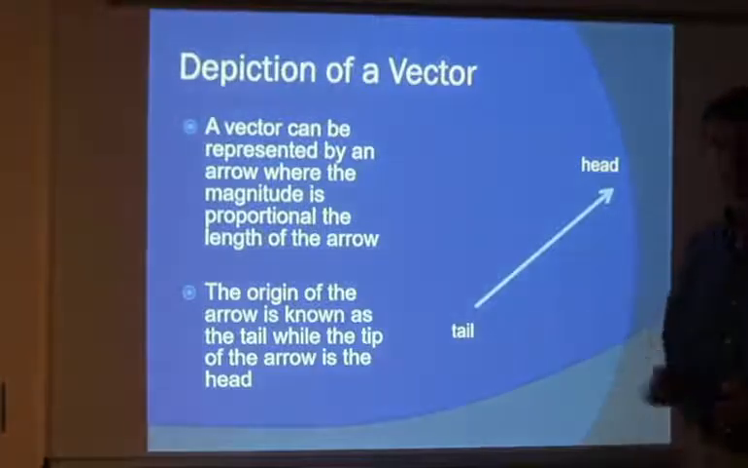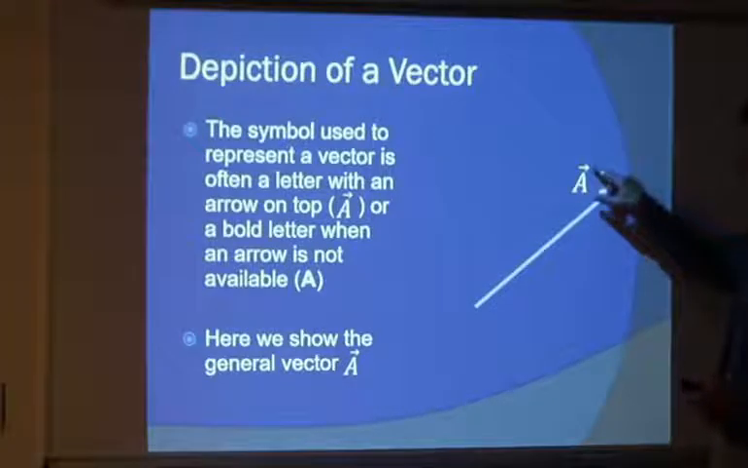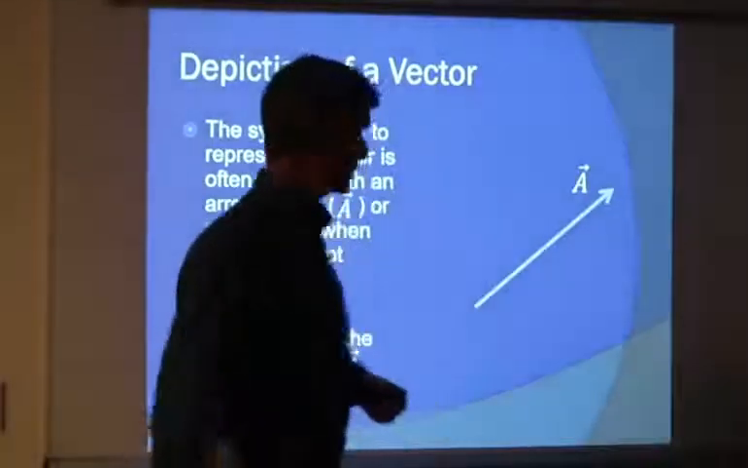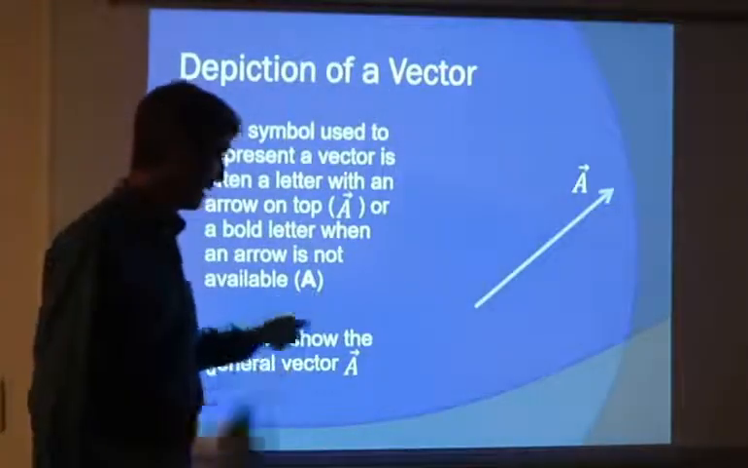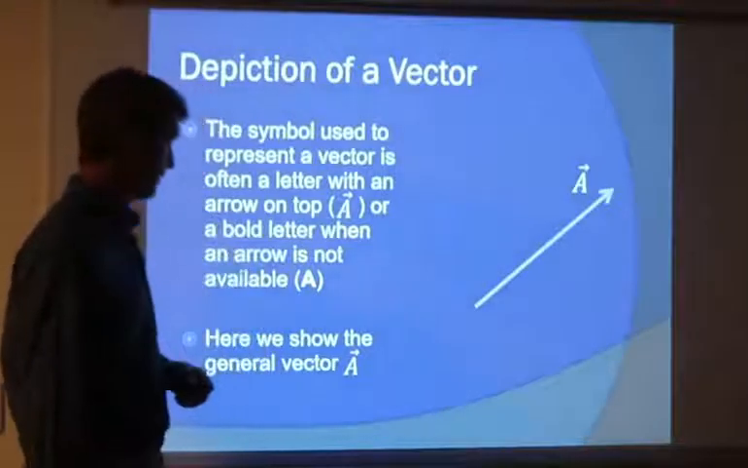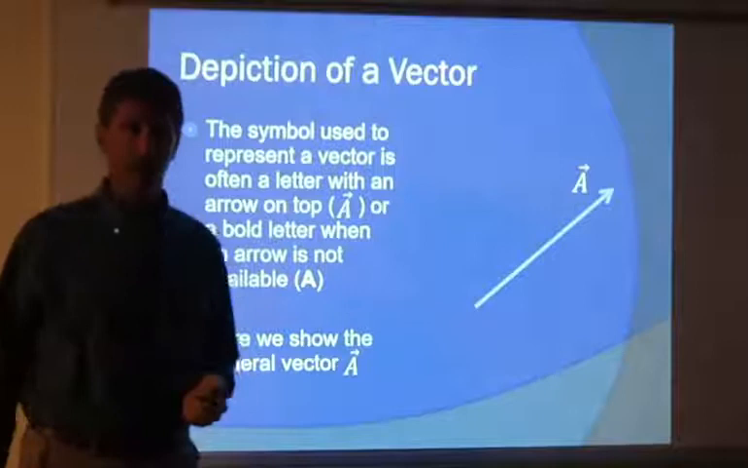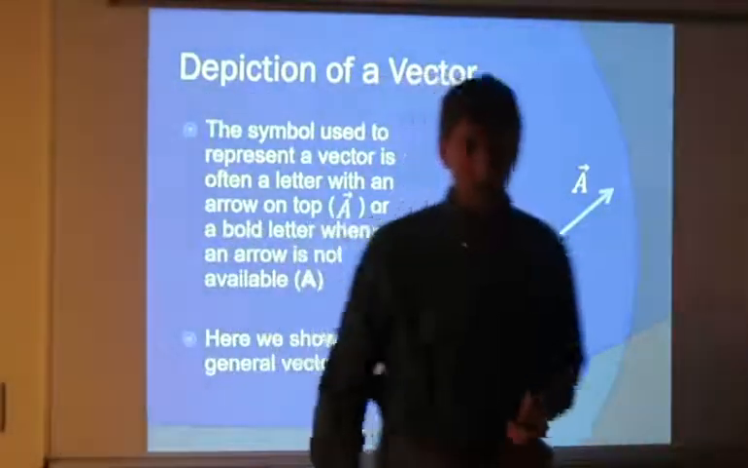And in terms of symbols, if we have a vector as a variable, the symbol is typically some letter with an arrow on top of it, or if the arrow is not available due to the typeset, we will oftentimes also represent vectors with a bold form of the letter. So the vector A, again, has an arrow on top of it, or in this case, it's just represented as bold.